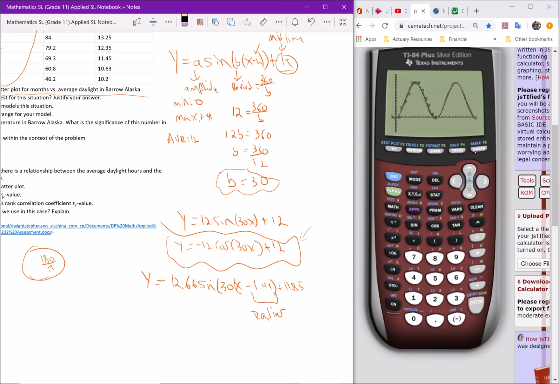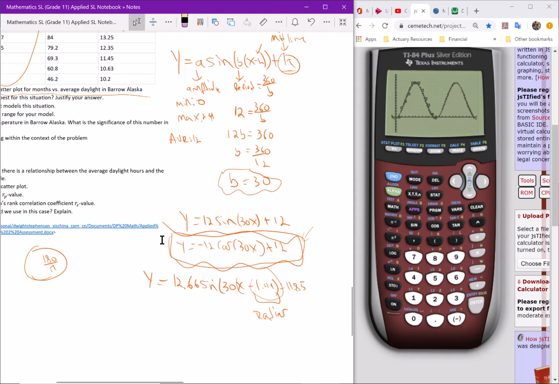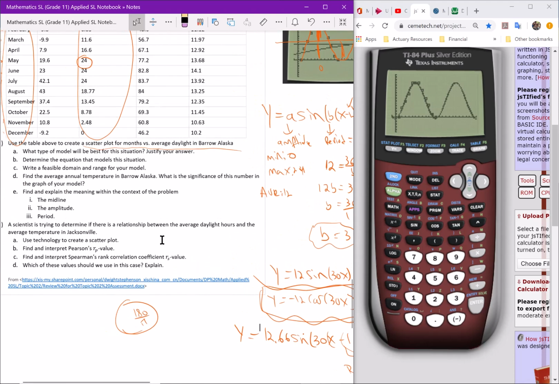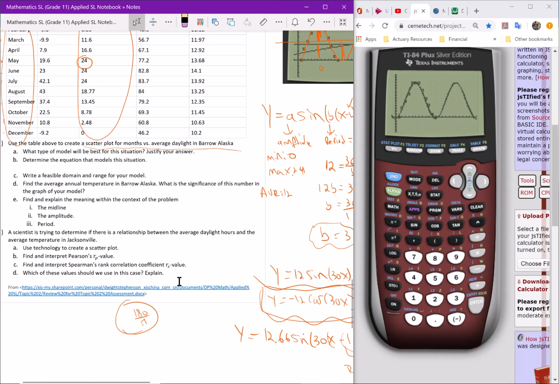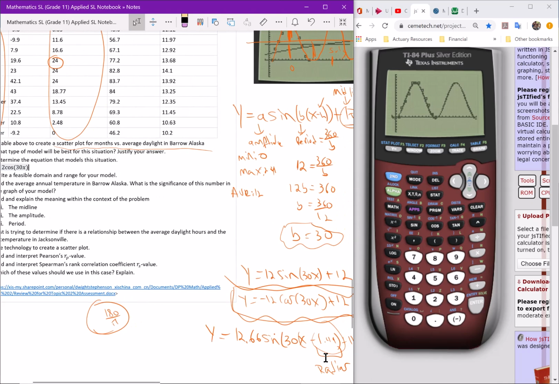Okay, so again, that number would be a little bit different. Let's use our model. I like our model better, right? Because we came up with it just by knowing some things. So the model that we're going to use is this one, right? Negative 12 cosine 30x plus 12.